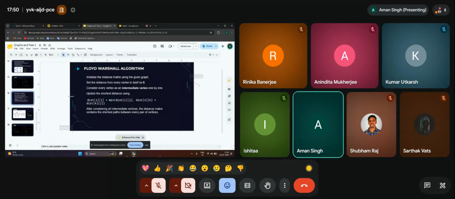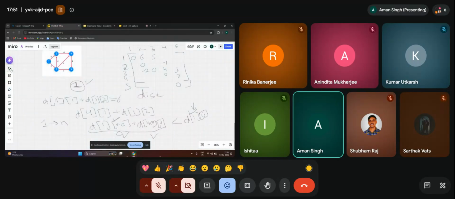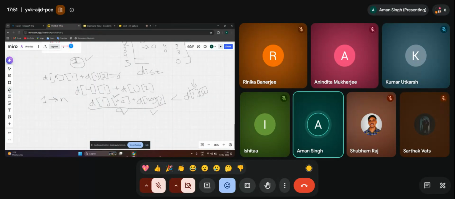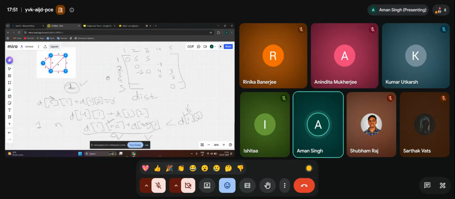But what if a negative edge weight exists in the path? Can we detect a negative edge weight from the Floyd-Warshall algorithm? Okay, so let's see. Now, from 1 to 1, an edge weight of 0 is stored. So if a negative edge exists in the graph, then this thing will become negative.